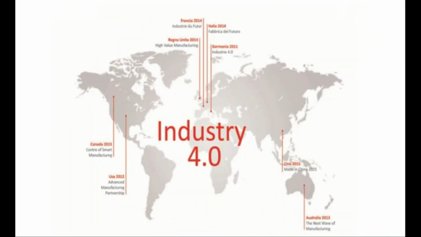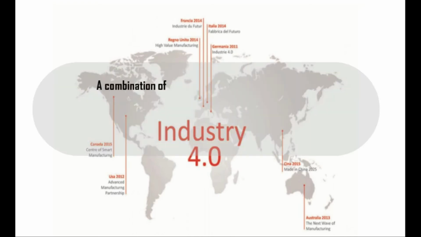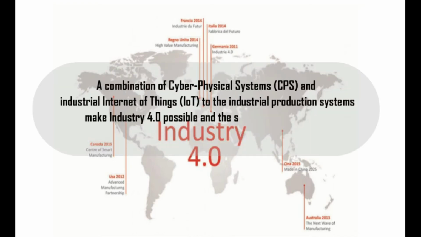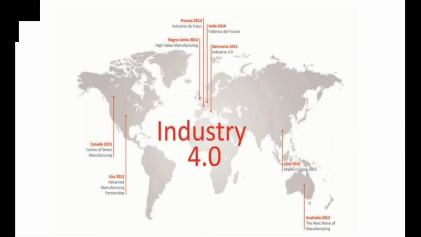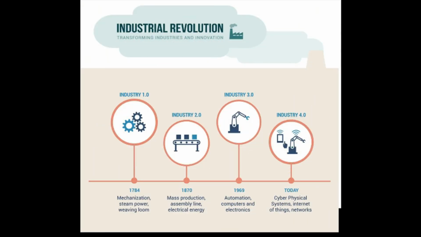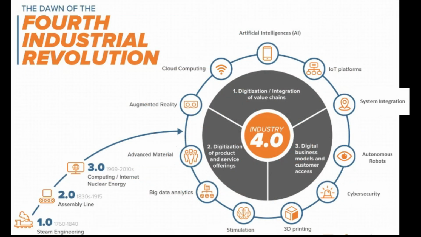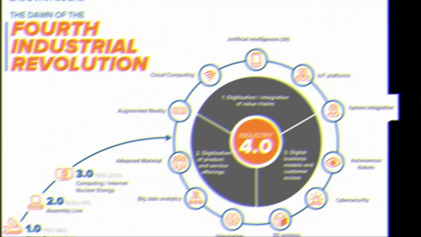is the Industrial Revolution 4.0. Industrial Revolution 4.0 is a combination of the Cyber Physical System, CPS, and Industrial Internet of Things to the Industrial Production System, which make Industrial 4.0 possible and the Smart Factory a reality. We have 4 industrial revolutions, and today we are focusing on the Industrial Revolution 4.0. There are 11 pillars that contribute to the Industrial Revolution 4.0 as shown in the pictures.